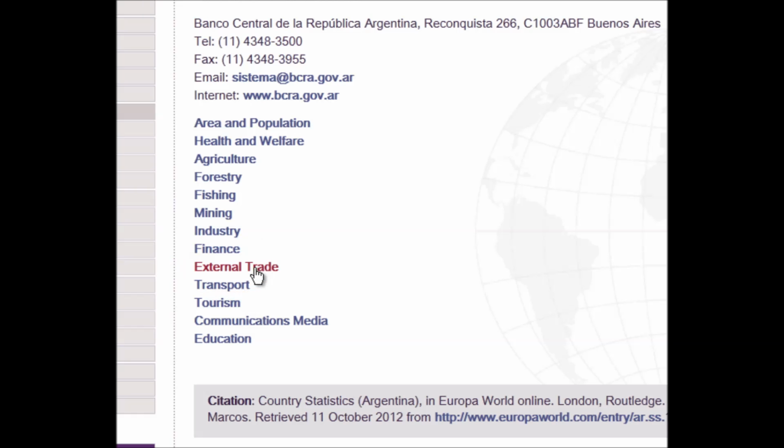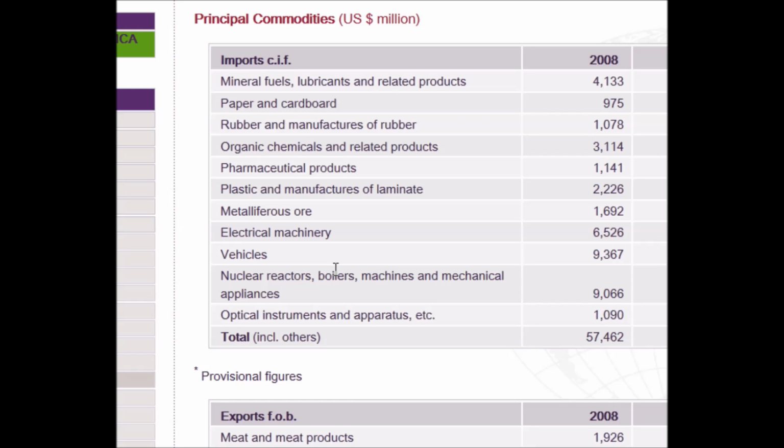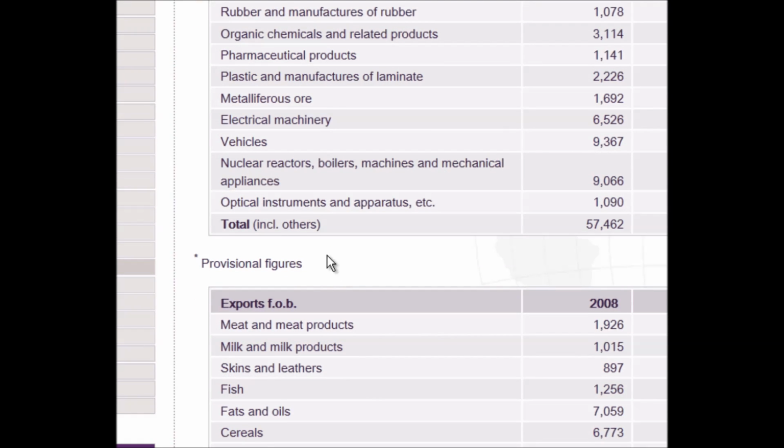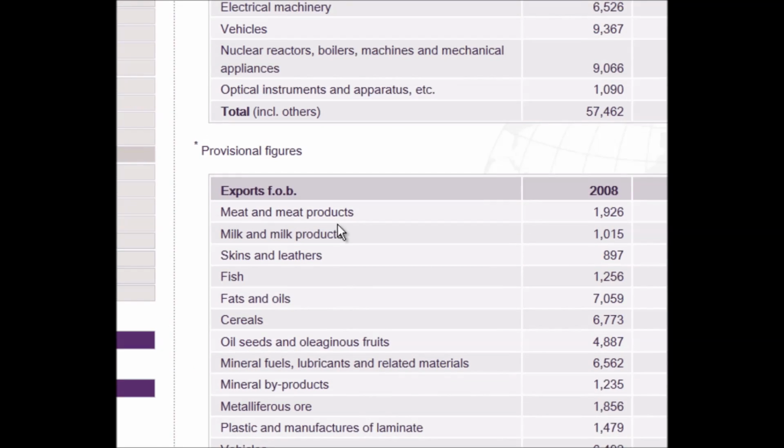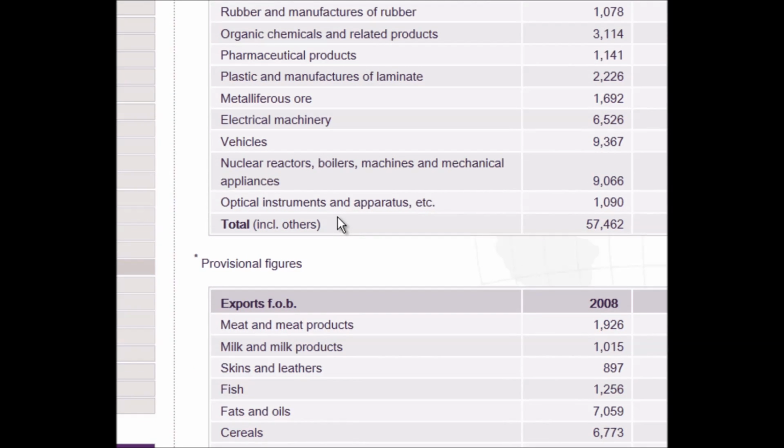You can click on external trade, and right away you're going to see exports, trading partners, and imports. You have some other options as well. So that is a quick and easy way to use Europa.